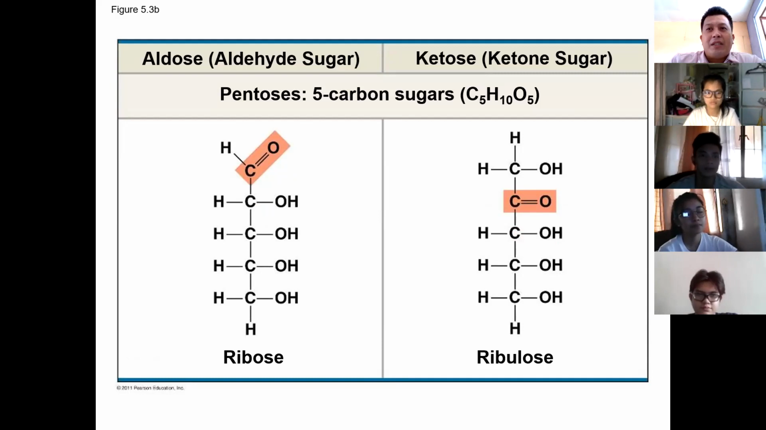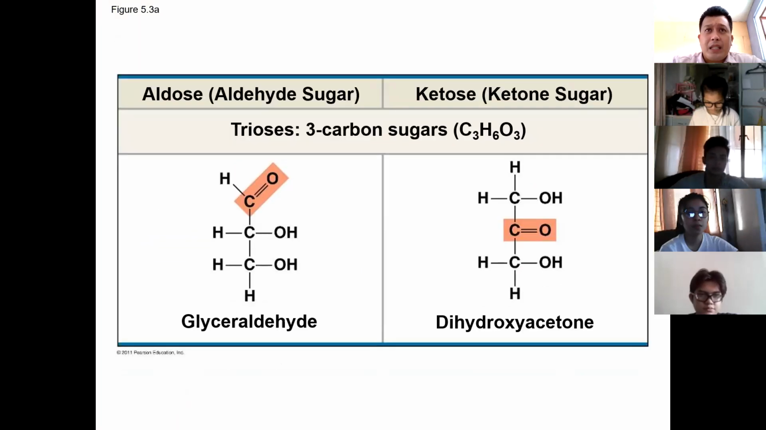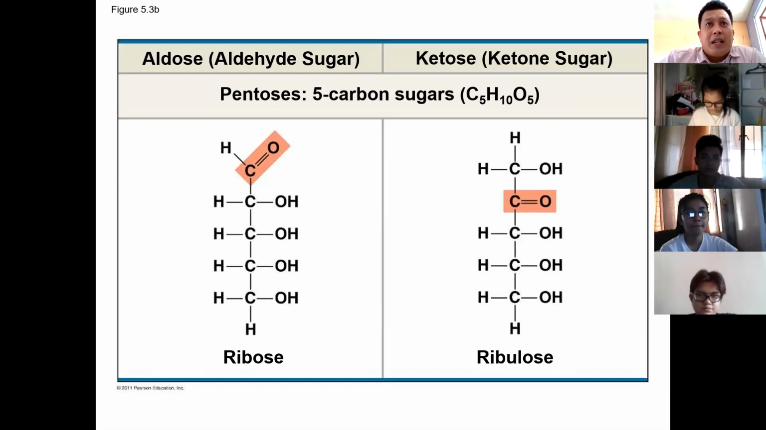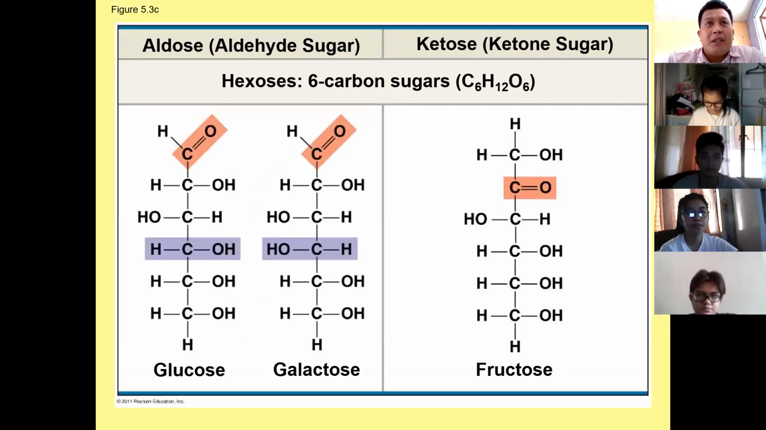The important thing there is the molecular formula of the three carbon chain. You have here the three carbon chain, C3H6O3, then 5 carbon sugar, C5H10O5, but the most common of which is the 6 carbon sugar, which is C6H12O6. So we have here the three basic monosaccharides, the backbone of the disaccharides: glucose, galactose, and fructose.